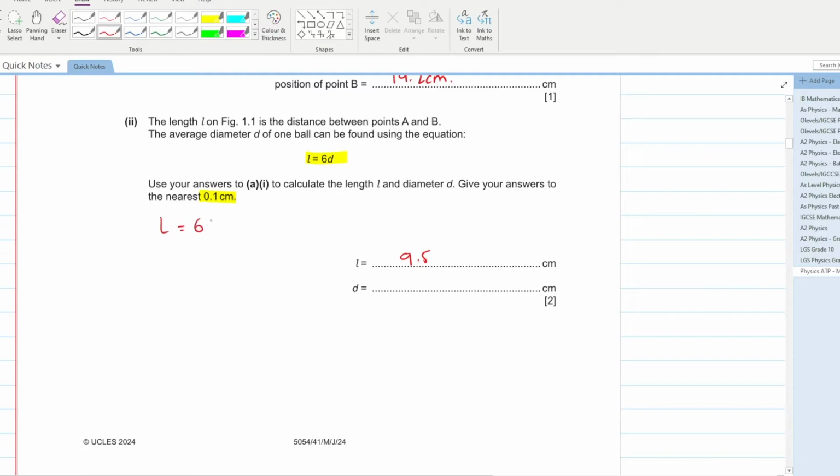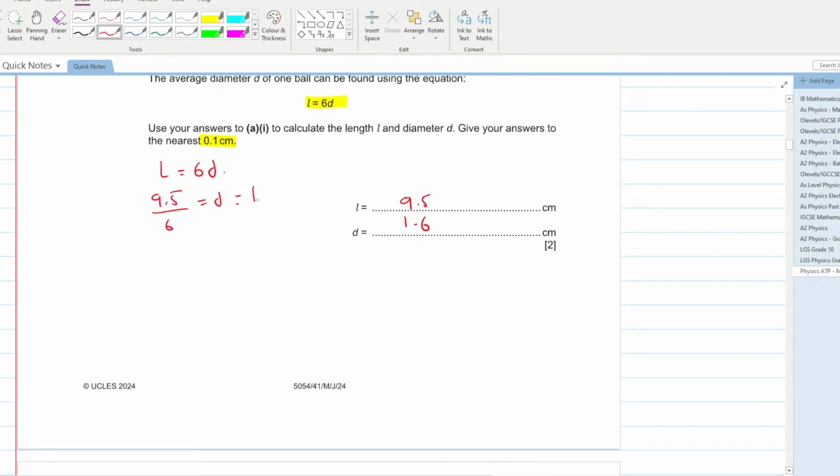L is equal to 6D. 9.5 divided by 6 is equal to your D. What will be equal to your D? D comes out to be 1.6 centimeters. Let's further move ahead.